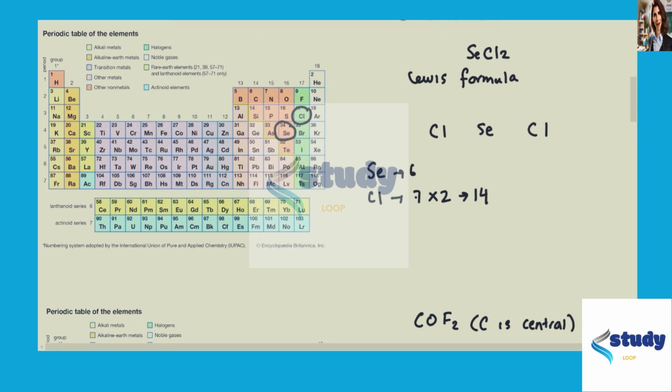So if you add those together, you get a total of 20 valence electrons. The first thing we do then is draw a single bond between the central atom and each of the surrounding atoms, and that accounts for 2 electrons each, so 2, 4. Now the remaining 16 electrons we will spread out on lone pairs. So we start with the peripheral atoms first.